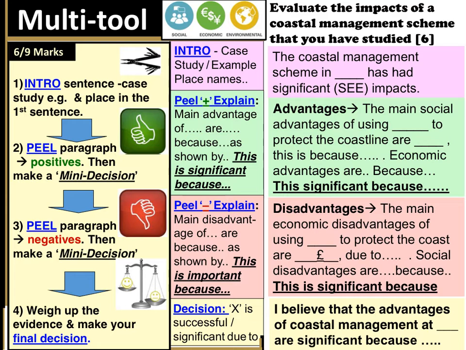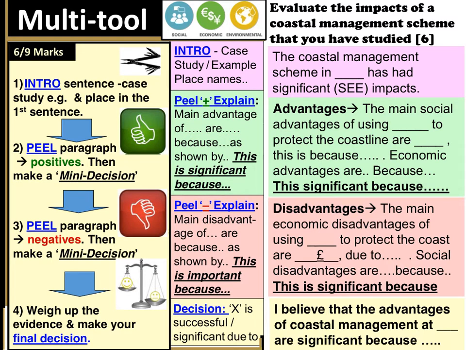The advantages: the main social advantage of using, and then you might say, the £15 million seawall to protect the coastline are: this is because, this means that. Economic advantages are, they can maybe talk about development on the seawall. This is because. Then make your mini decision. This is significant because. Then we're going to talk about the disadvantages.